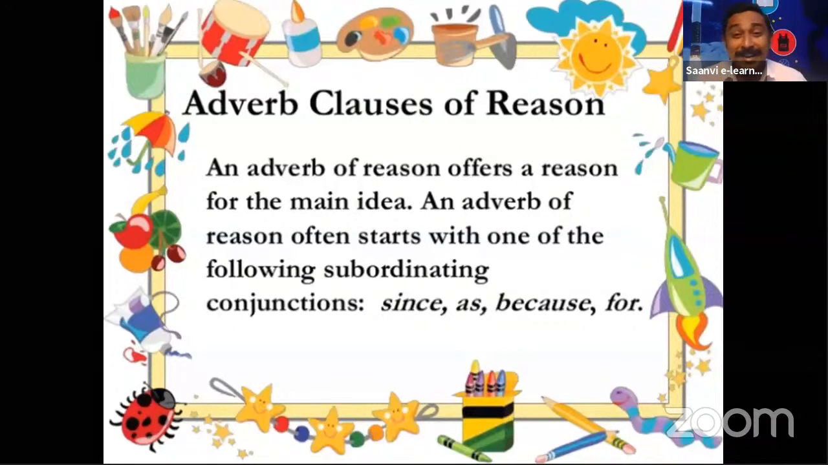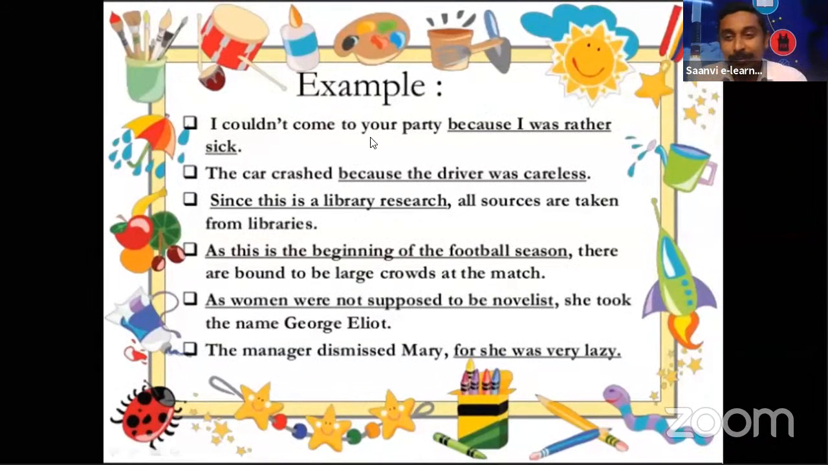As I was suffering from headache, I couldn't attend the class. So when you say as I was suffering from headache, that is the adverbial clause of reason. Let us see some examples. I couldn't come to your party because I was sick. The car crashed because the driver was careless. What is the reason for the car crash? Driver was careless. Driver was listening to music and driving.